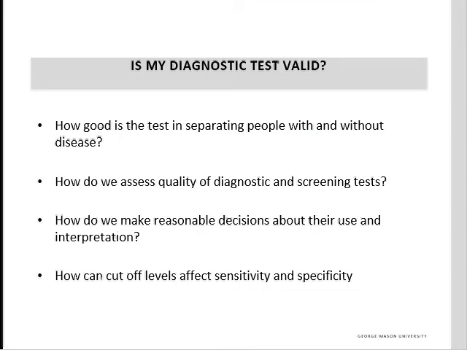When we talk about diagnostic tests such as MRI, blood sugar tests, or antibody tests for COVID-19, we want to know if the test we are using to diagnose a disease or a condition is a valid test. Is it truly good at separating people who have the disease versus those who do not have the disease? How do we interpret the results of the test? How would the cutoff limit affect how many individuals are ruled in to have the disease and how many are ruled out?